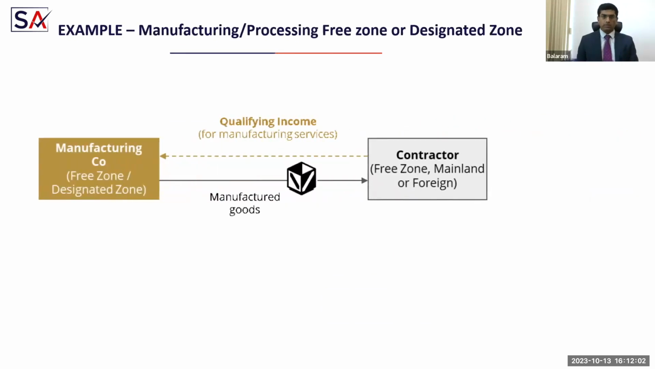Let's take up an example with respect to this free zone concept. You have a manufacturing company in a free zone, that could be in a normal free zone or designated free zone, and you're doing this manufacturing activity for a contractor. Whatever the contractor asks you to manufacture, you manufacture and give it to them. So that becomes a qualifying activity. Whatever income you generate as a free zone company by performing this manufacturing activity becomes a qualifying income, and you could be falling under qualifying free zone person status. So it is very straightforward.